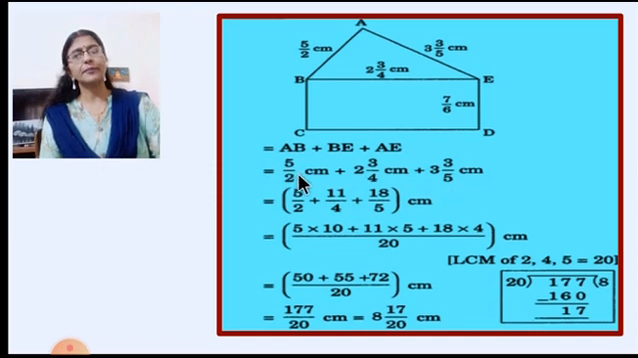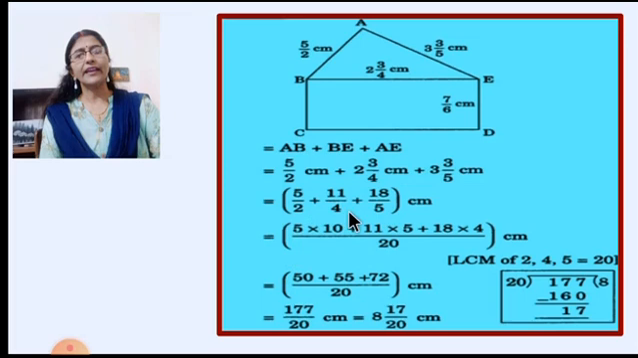So here 5 upon 2 we will write as it is. This is, you can see, a mixed fraction. We'll convert it into an improper fraction. You know how to do it. 4 into 2 is 8, 8 plus 3 is 11 upon 4. Same with this also, we'll convert it into an improper fraction. You will get 18 upon 5.